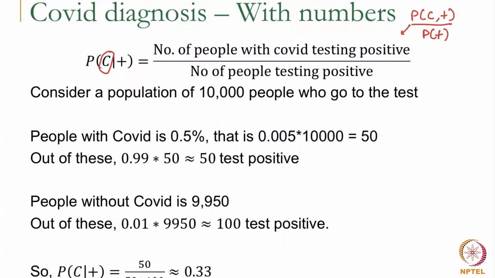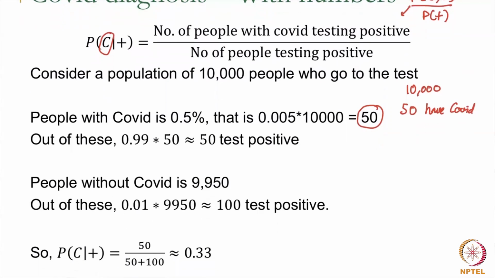Let's say we have 10,000 people who go for the test. Only 0.5%, which is only 50 people, actually have COVID. So we had 10,000 people, 50 have COVID. These 50 people go for the test. How many will test positive? Remember, we have a 99% positive test rate. So 99% of 50 is 49.5, approximately all 50 test positive. This is really good. So 50 people are tested positive.